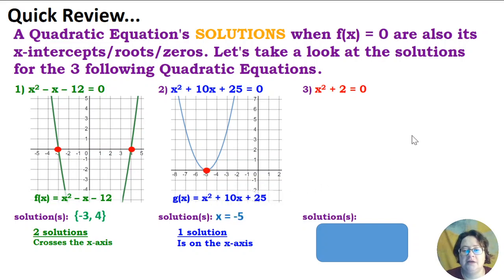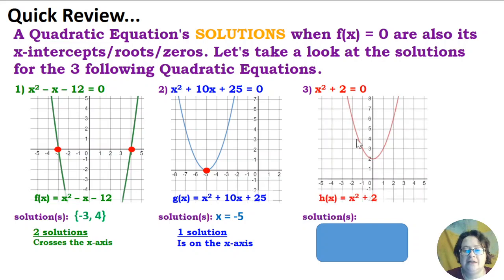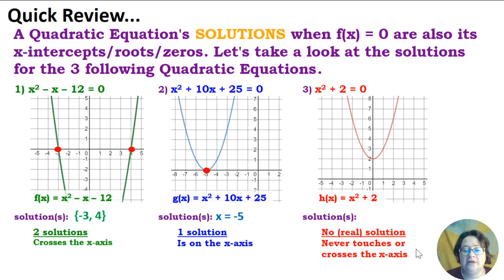For our last equation, when we graph it in Desmos, we see that it doesn't touch the x-axis at all. So it has no real solutions. It never touches or crosses the x-axis, so our solution would be the empty set.